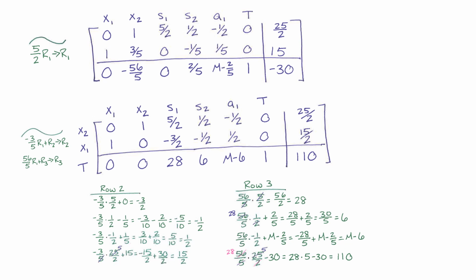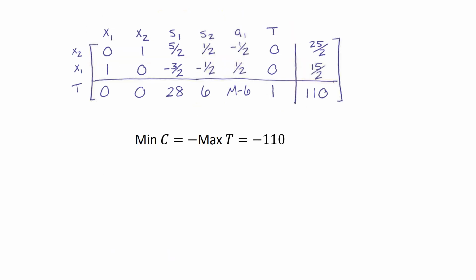X2, X1, and T are the basic variables, and we can see that this is optimal because I cannot choose a pivot column. So let's get the solution to the modified problem. So here, the value of T, max T, is 110. Remember that min C equals negative max T. So because max T is 110, min C is negative 110.